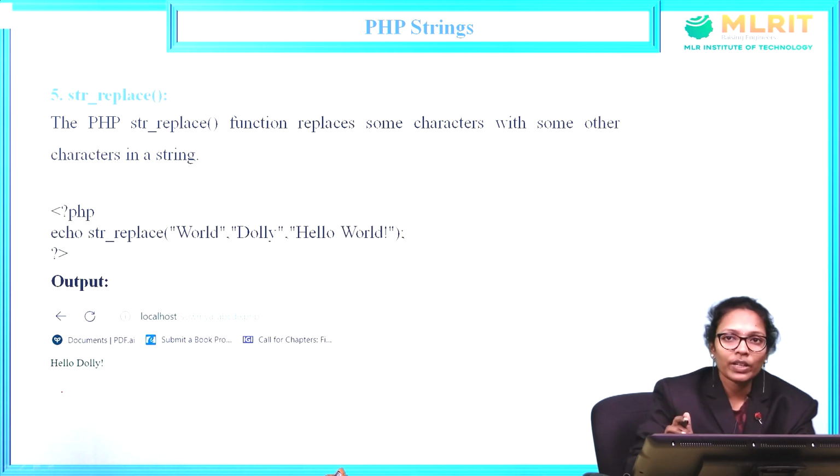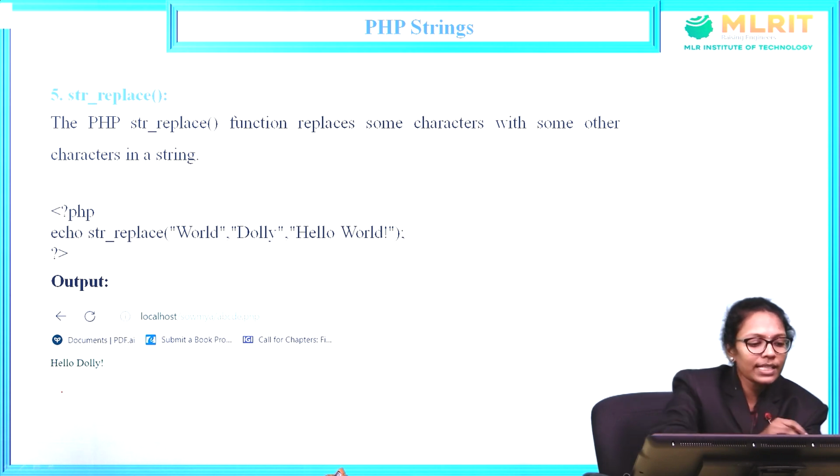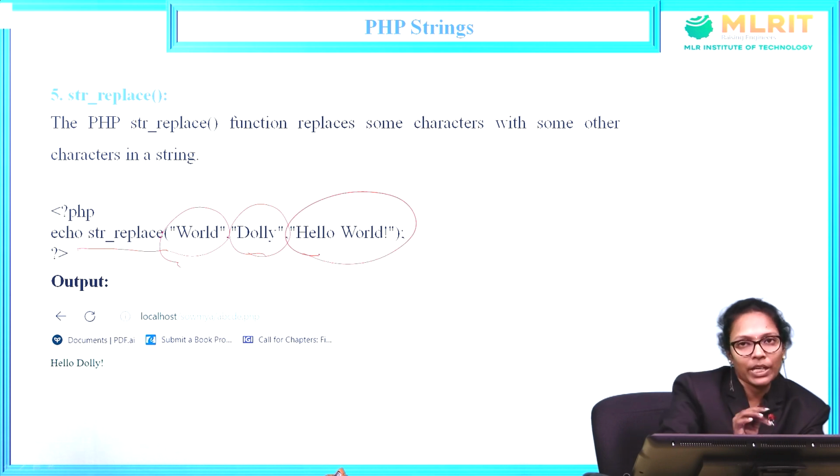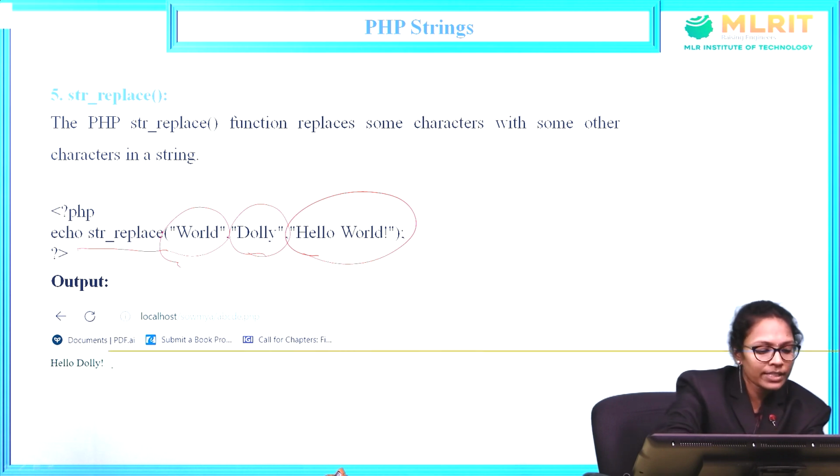Coming to the next one, str_replace. It will replace a particular word in the main string. The syntax is: str_replace takes 3 parameters. The first is the word which you want to replace, the second is the word which you want to replace it with, and the third is the main string. The main string is hello world, but I want to replace world with Dolly. Then the output I will get is hello Dolly.